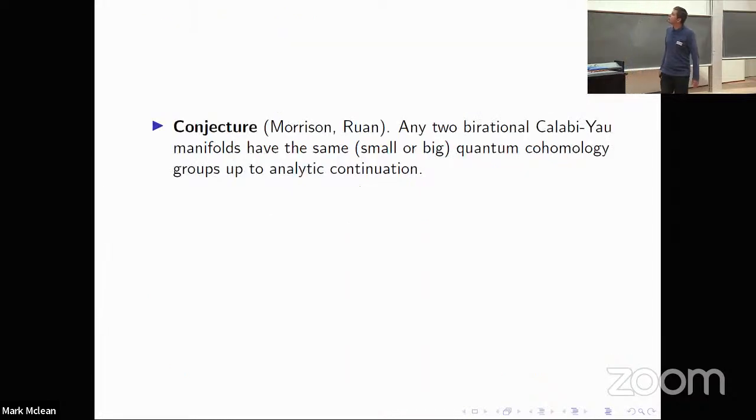Okay, so here's a conjecture by Morrison and Ruan. Any two birational Calabi-Yau manifolds have the same quantum cohomology groups, up to an analytic continuation. Morrison at least stated this in dimension 3, and Ruan conjectured this in all dimensions, I think.